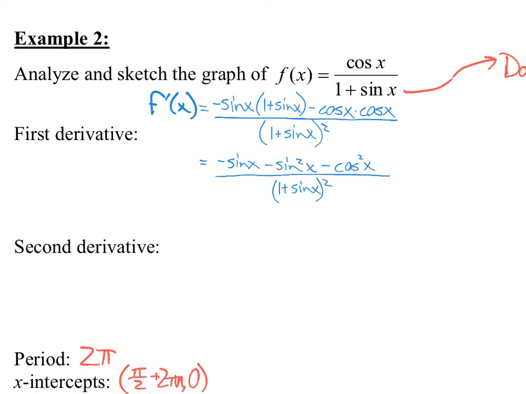Now, what can I do at the top to make that look a lot simpler? Sine squared and cosine squared. Sine squared plus cosine squared equals 1. So I'm going to factor a negative 1 out of those two terms and make that a plus sine squared and a plus cosine squared. So now I have a negative sine x minus 1 on the top.